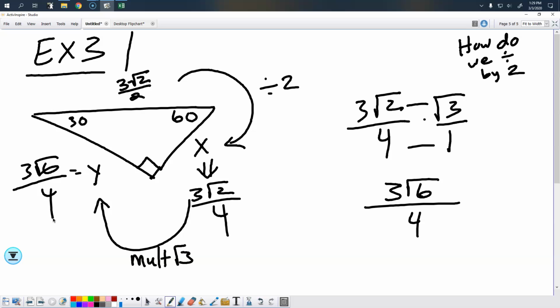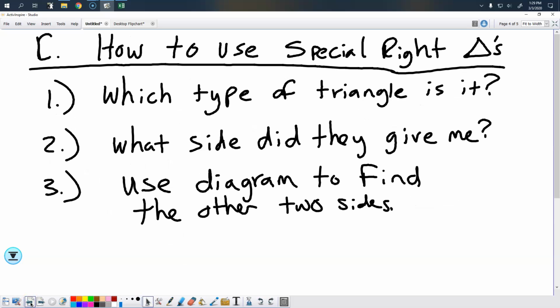All right, so on your homework tonight, when you're looking at your triangles, if you want to write this next slide down, you're welcome to, but you don't necessarily need to. First of all ask yourself what triangle you're using, so you use the correct diagram. Ask yourself what side it gave you, and then use the diagram to find the missing sides. Okay? So, that's the end of it. I bid you guys happy packing.